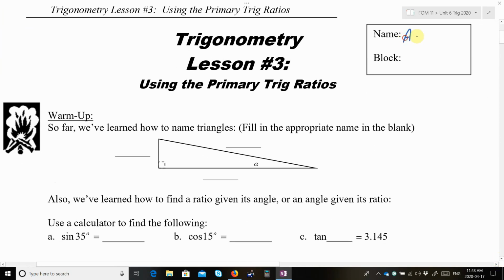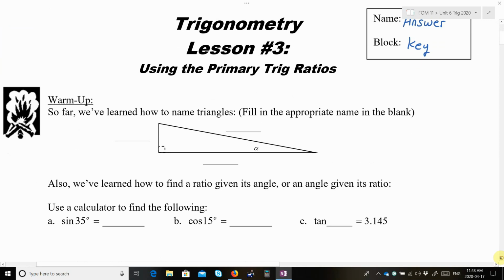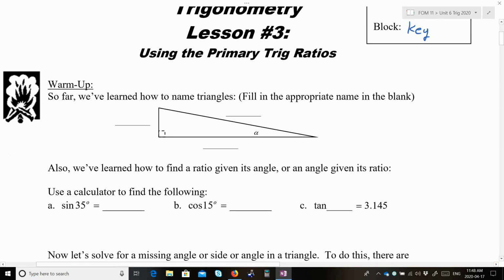I am going to call mine answer key. And this is using the primary trig ratios. And remember that the primary trig ratios are sine, cos, and tan. That's what that means.